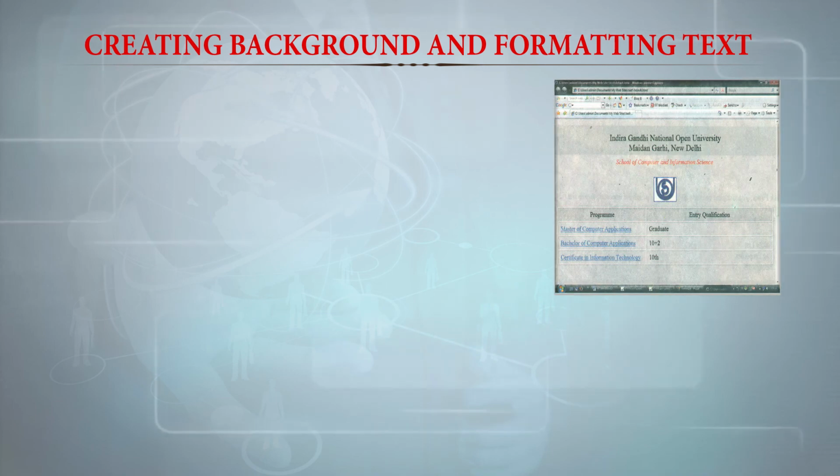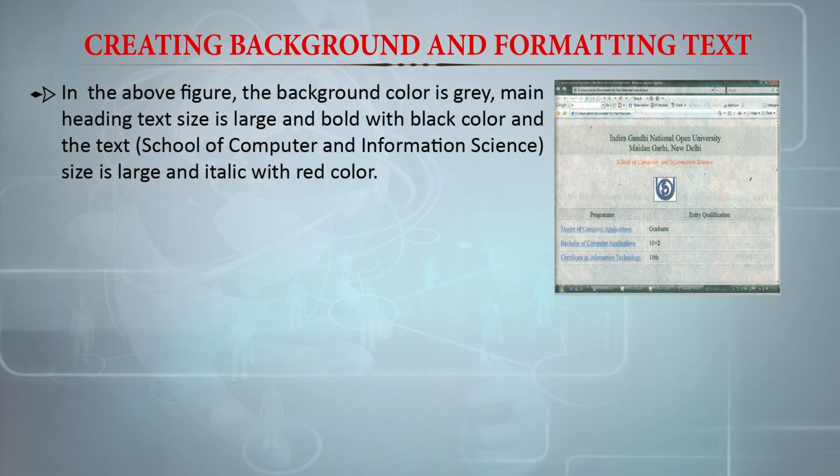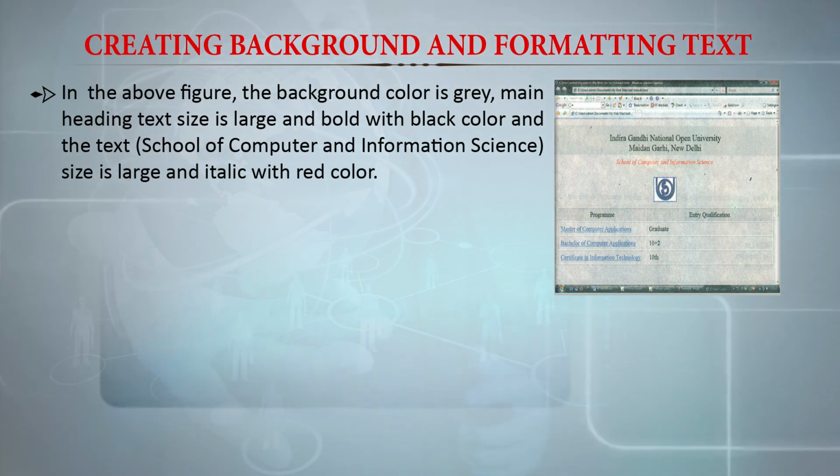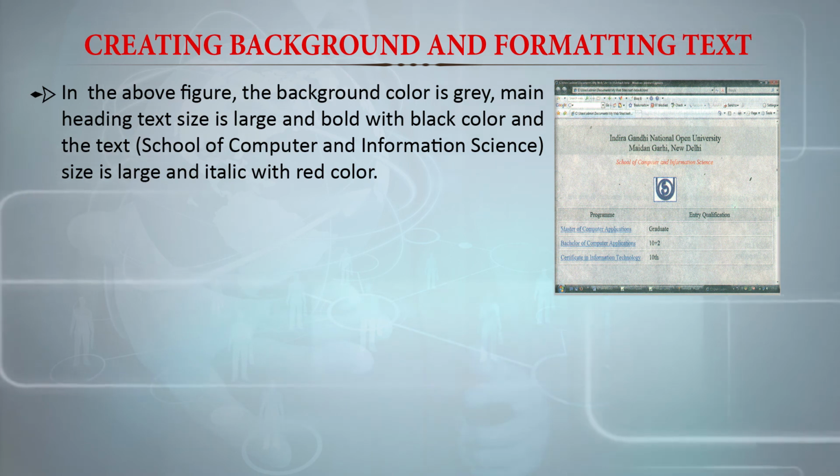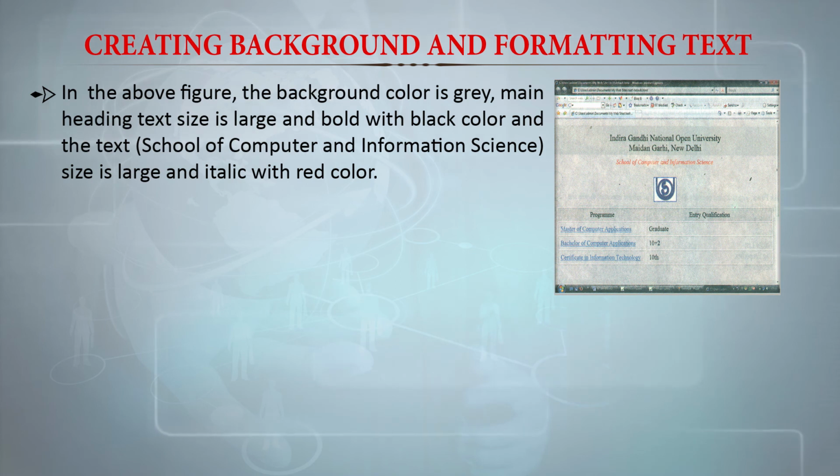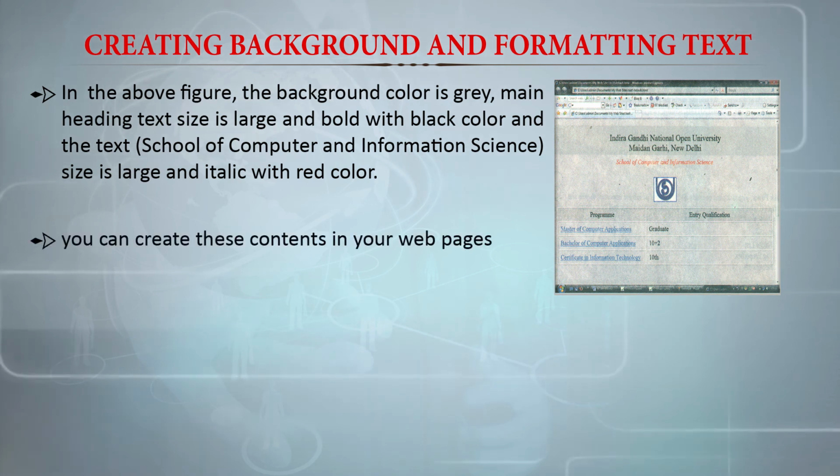Now have a look at the figure. In the figure, the background color is gray and the main heading text size is large and bold with a black color. For example, the text School of Computer and Information Sciences is large and italic with red color. You can also create these contents in your web pages.